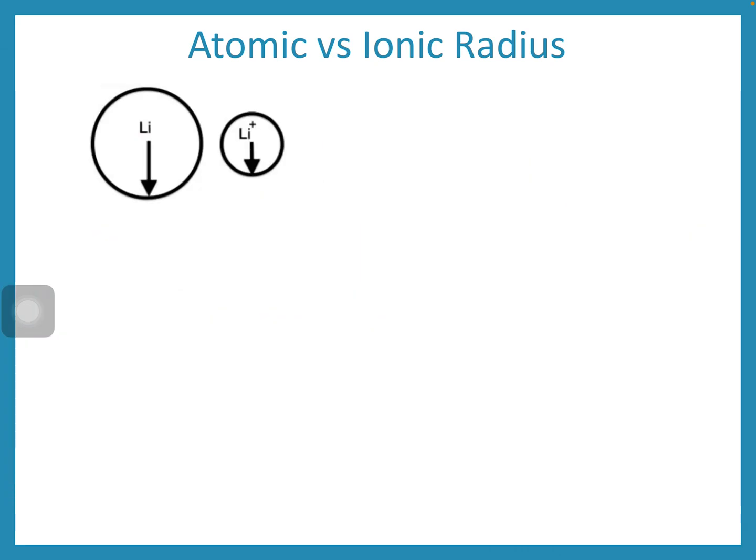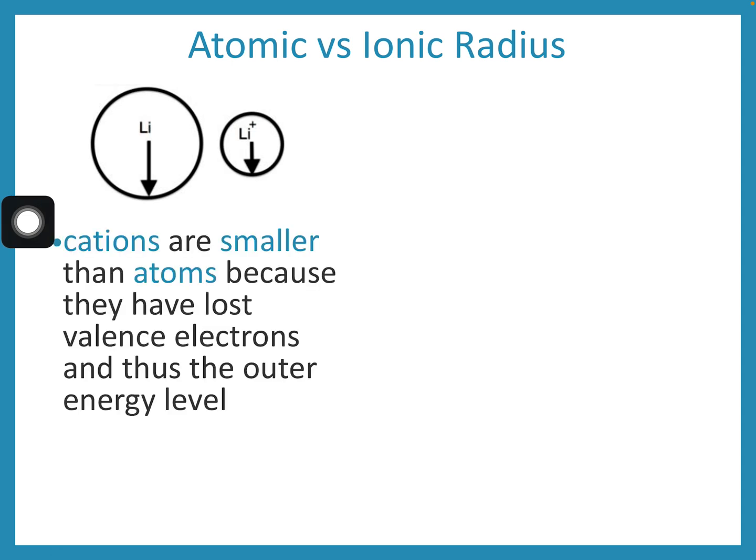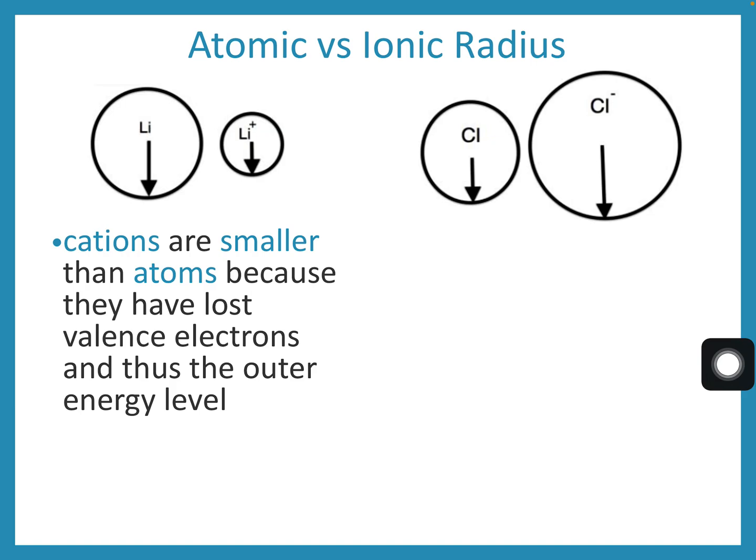So just a more detailed look. So lithium here, the atom is larger than the ion, and that is just because the outer layer, the valence shell of electrons, is going to be lost, and so we have 1 less shell of electrons. So all cations, because they are losing that outer layer, are going to be smaller as ions than as atoms. And then the reverse is true of anions.